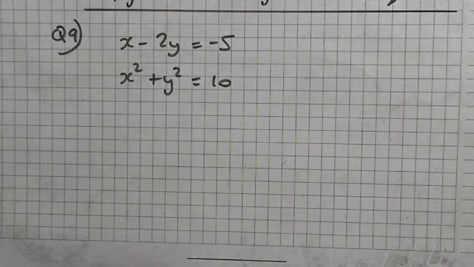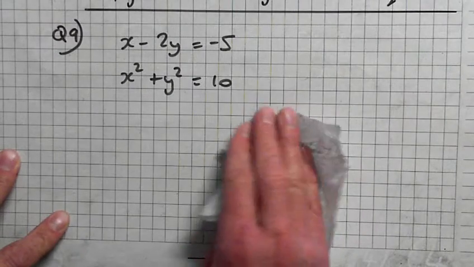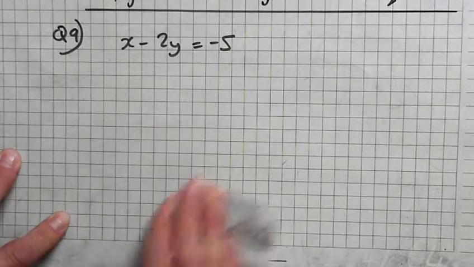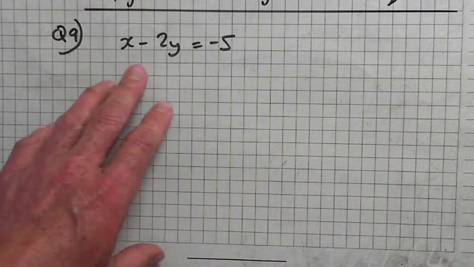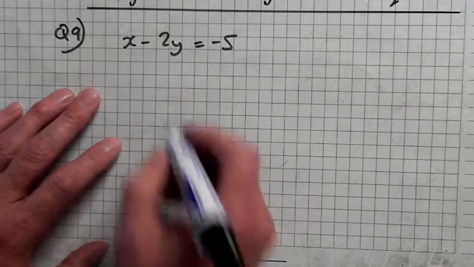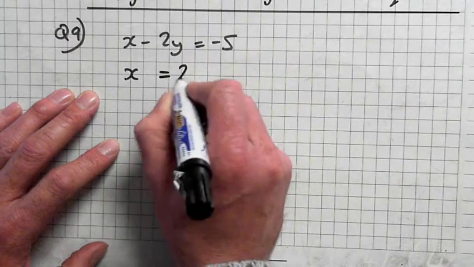So step 1 is to rearrange the line equation. That's the circle equation, I'll just rub that out for a second. So rearrange the line equation so that either x or y is on its own on the left hand side. Which one will I leave on its own? X. Right. And I'll move the 2y across, minus 2y across.